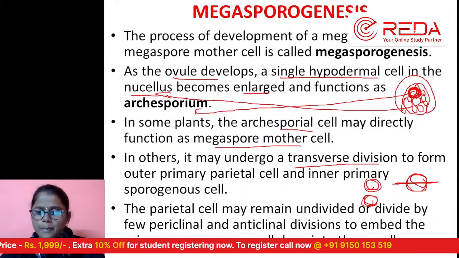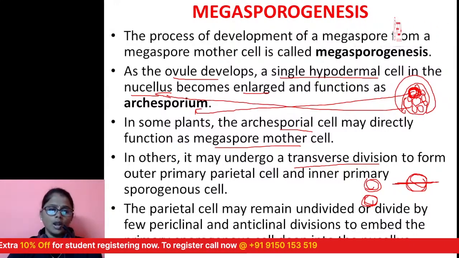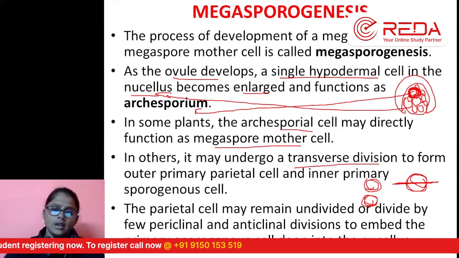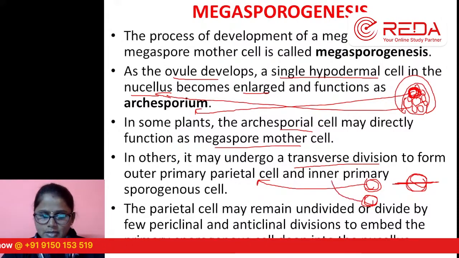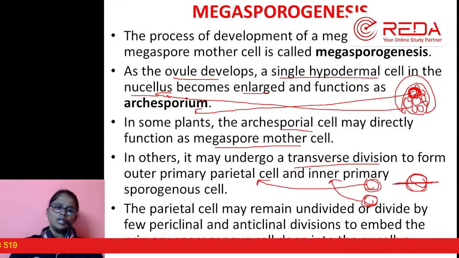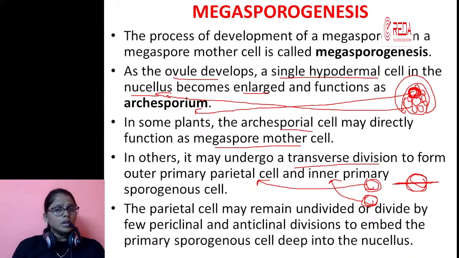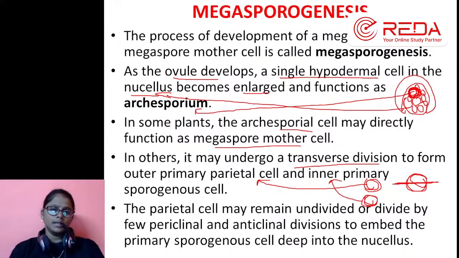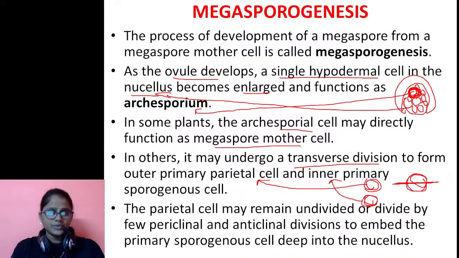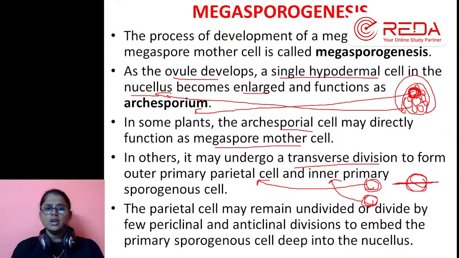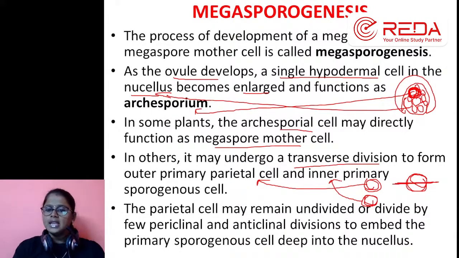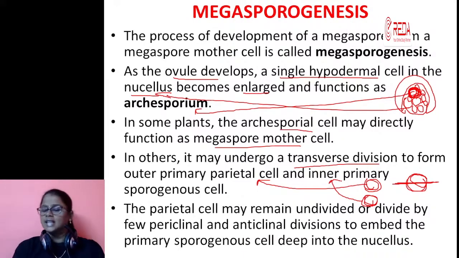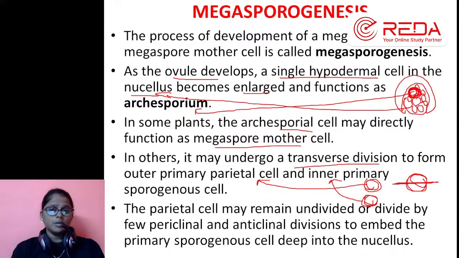These two cells are called the primary parietal cell and the primary sporogenous cell. One is the primary parietal cell, forming the outer layer, and the other is the primary sporogenous cell, forming the inner layer. Either the archesporial cell will directly act as a megaspore mother cell, or it will go for the transverse division. In that division, one forms the outer layer, the primary parietal cells, and the other forms the inner mass, the primary sporogenous cells. But we studied this same concept when learning microsporogenesis.